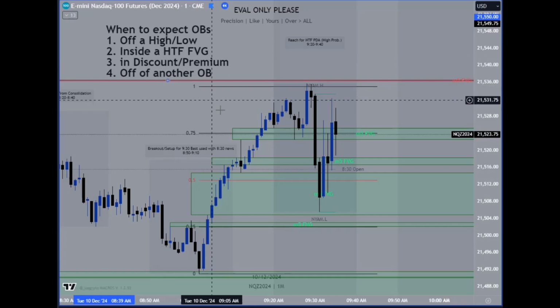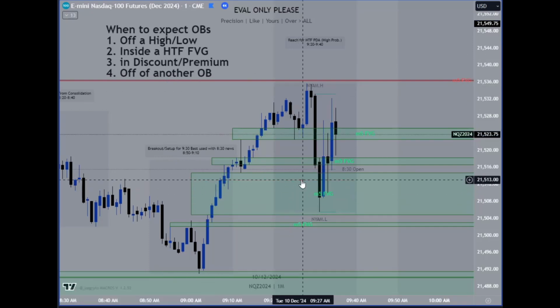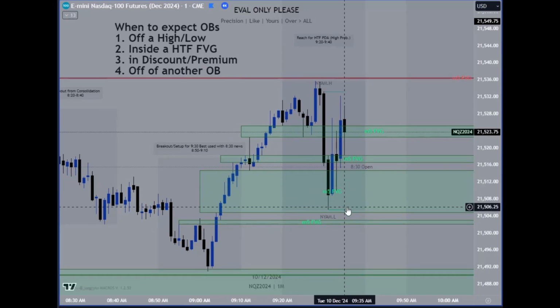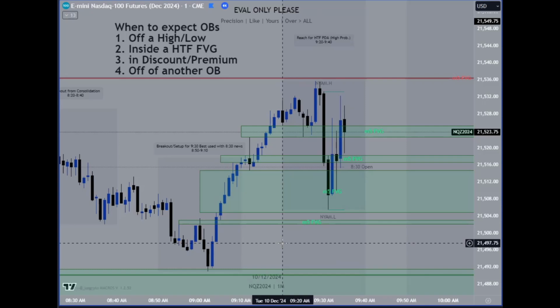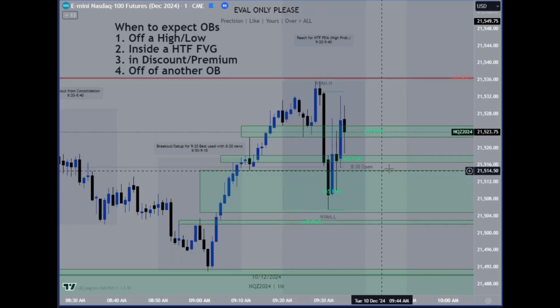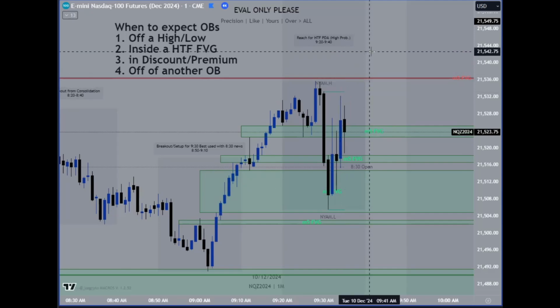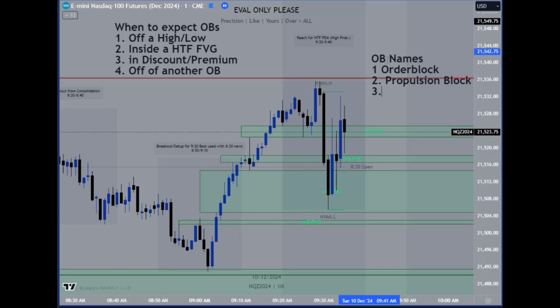I'm not going to get into all the names of the order blocks because that would be useless. All you need to know is that order blocks form, and just call it an order block. You do not need to know all of the names, but we can go over them right now, just to make you familiar with the names of all the OBs. There are 5. There's a standard order block, there's a propulsion block, there's a mitigation block.